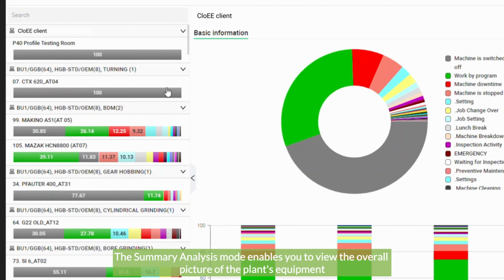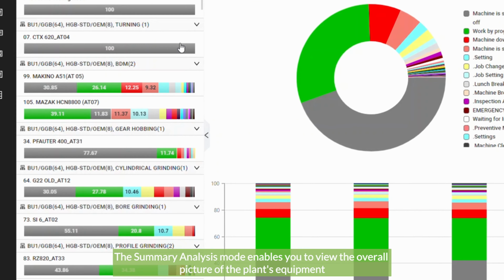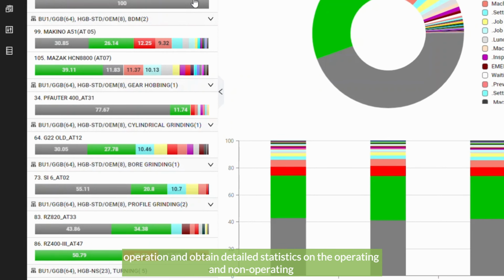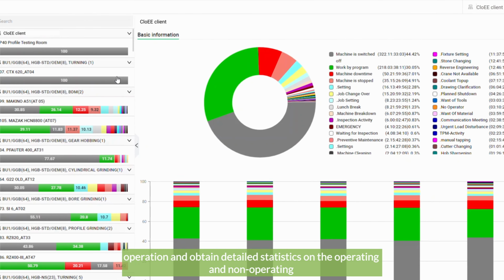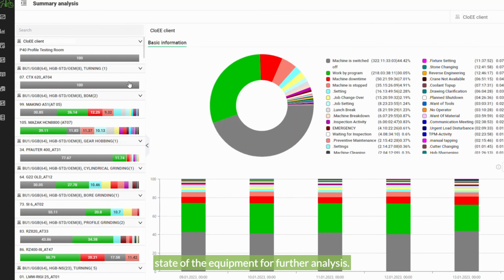The summary analysis mode enables you to view the overall picture of the plant's equipment operation and obtain detailed statistics on the operating and non-operating state of the equipment for further analysis.